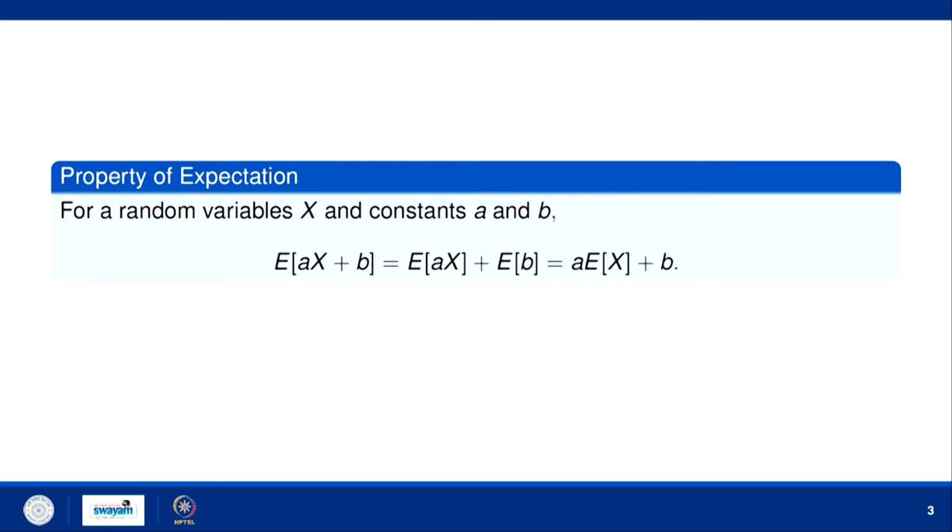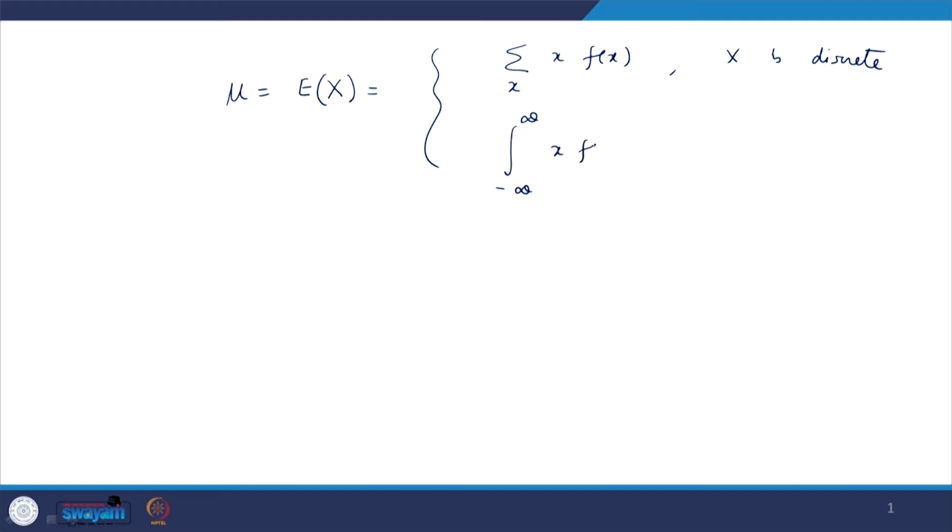Now we have an important property of expectation: for a random variable x and constants a and b, the expectation of a x plus b is nothing but a times the expectation of x plus b. Let us discuss this now. If we have a random variable x, then the expectation of x is given by the summation over x of x f x if x is discrete, and the integral from minus to plus infinity of x f x dx if x is continuous.